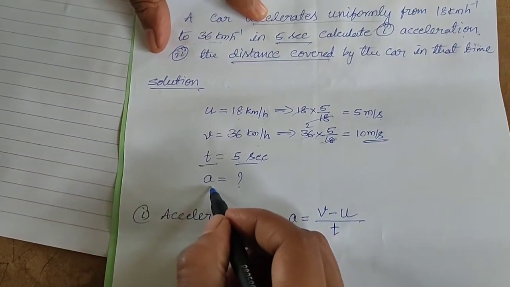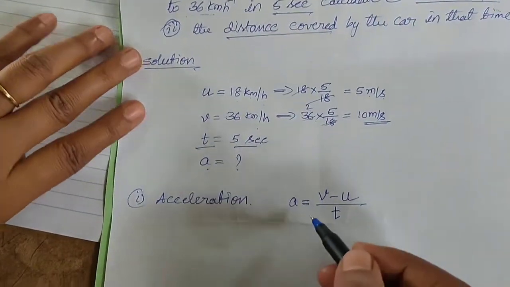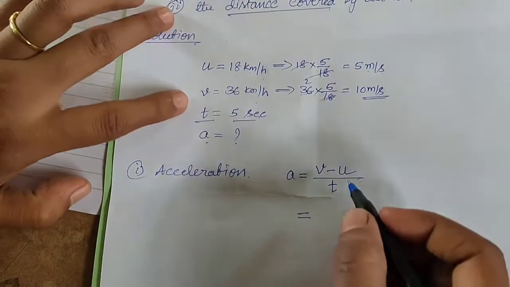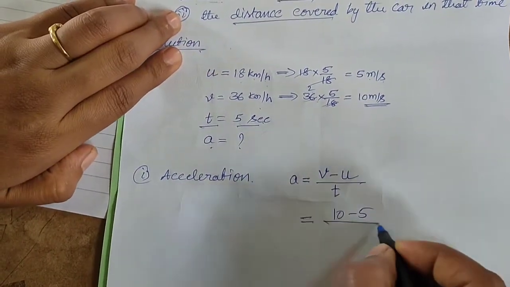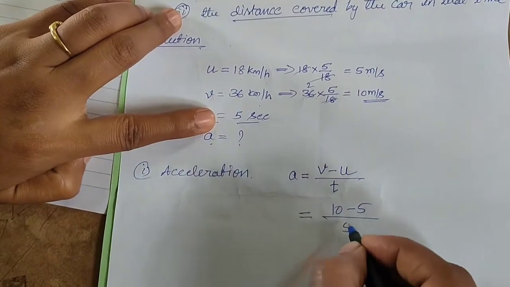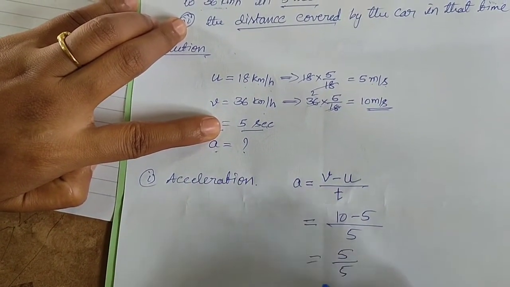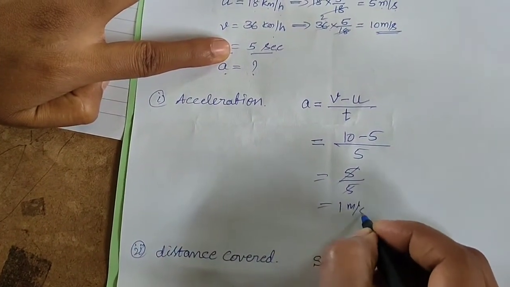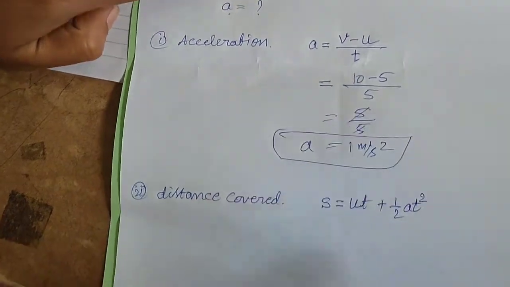First, I want to find the acceleration. How to find? You can see the previous problem. You can use the same thing. V is 10, u is 5 and time t is 5 seconds. Students, you see 10 minus 5 is 5, divided by 5. So the answer is what? 1 meter per second square. So the acceleration will be 1 meter per second square.